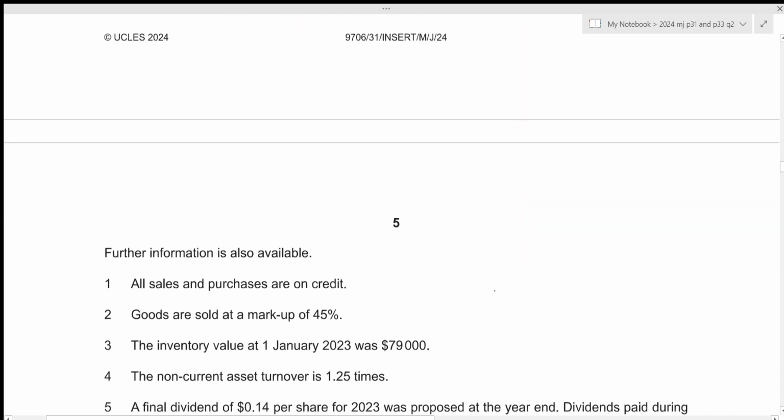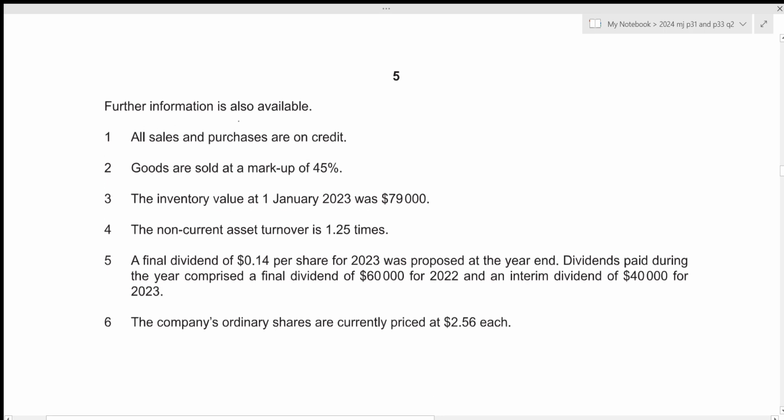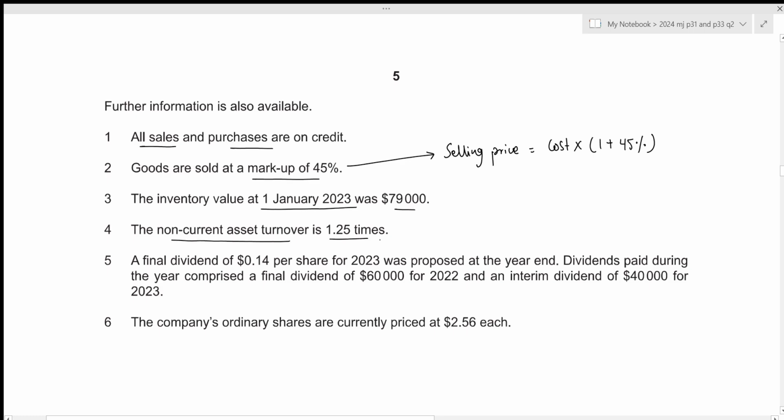Then further information is also available. All sales and purchases are on credit. Goods are sold at a markup of 45%. So markup of 45% just means that the selling price is equal to cost times 1 plus markup, which in this case is 45%. Then the inventory value at 1st January 2023 was 79,000. We have been given the non-current asset turnover to be 1.25 times.